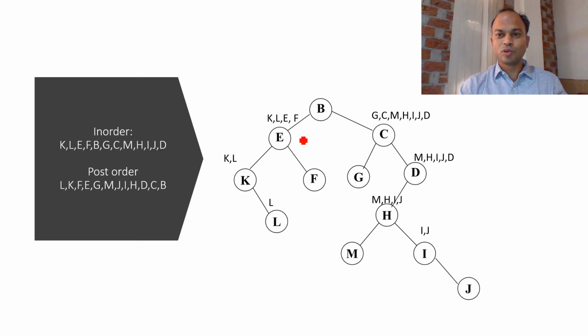After finding the root, further we have to refer to the in-order sequence, and the in-order sequence is K, L, E, F, and E is our root. Therefore the left value is KL and the right value is F. I mean F is the right child and KL is the left child.